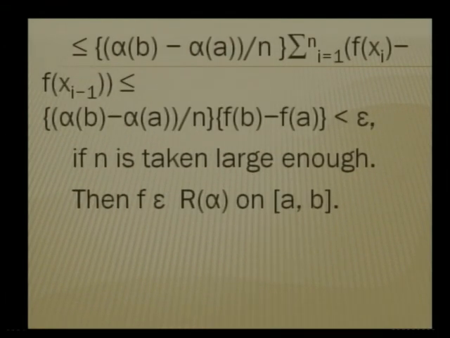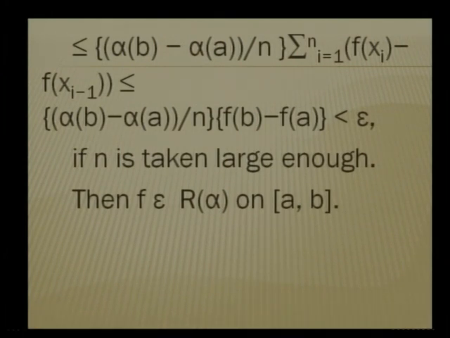But we know that delta alpha_i is equal to (alpha(b) minus alpha(a)) by n. So we can say it is less than or equal to that for each term. Taking this constant term, in the sense of i, outside, we get the summation, i running 1 to n, of f of x_i minus f of x_{i-1}. This summation is always f(b) minus f(a).